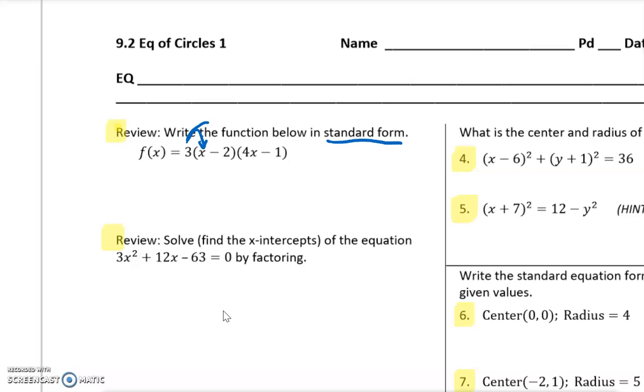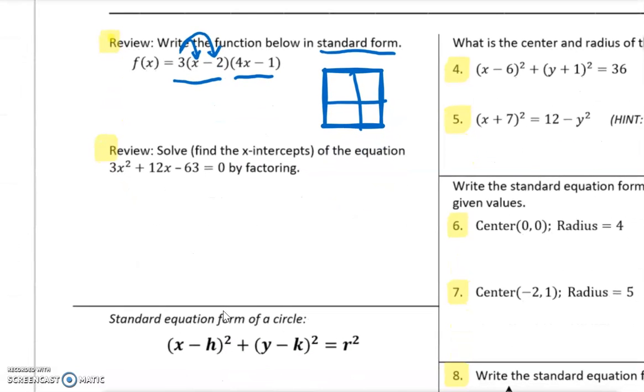We want to distribute the 3 first. Okay, and then after that, we want to multiply this binomial after you distribute with this binomial. And remember, you can multiply those using the area model like I taught you. In this second question here, we're going to solve it by factoring. So find the x-intercepts. Remember, that's what solve means, by factoring.